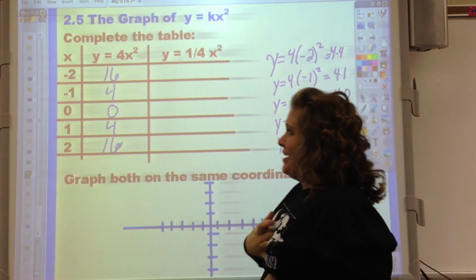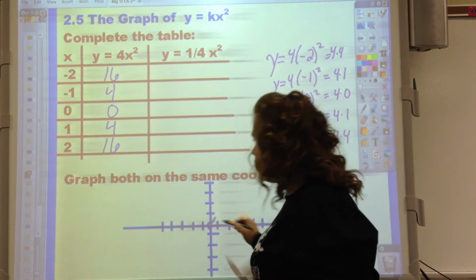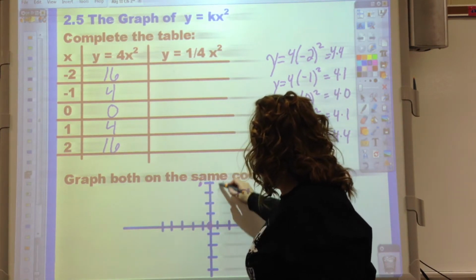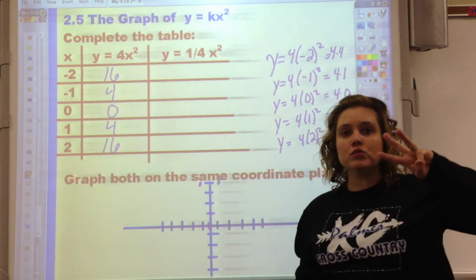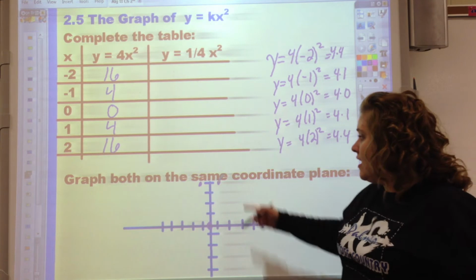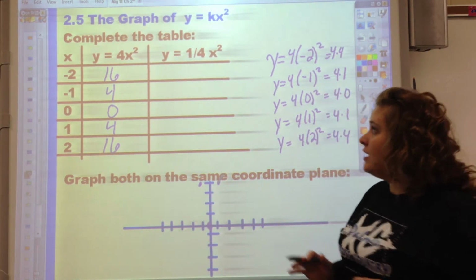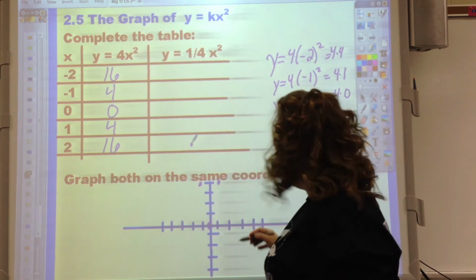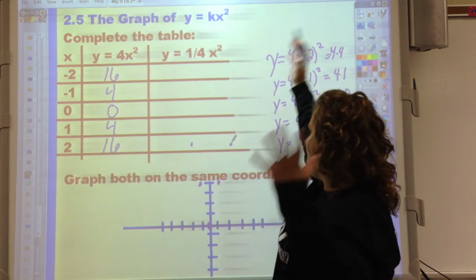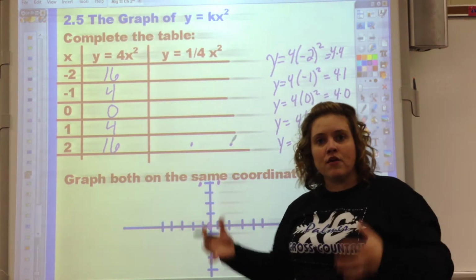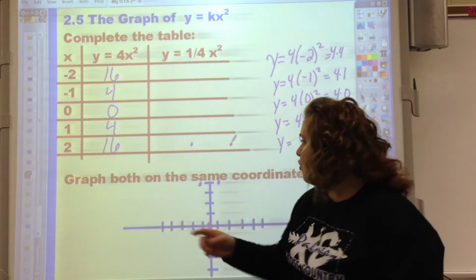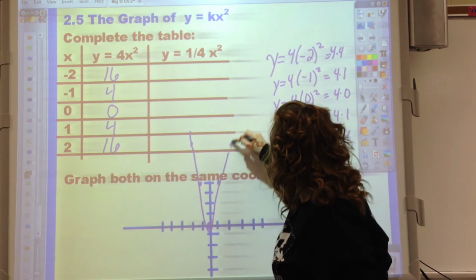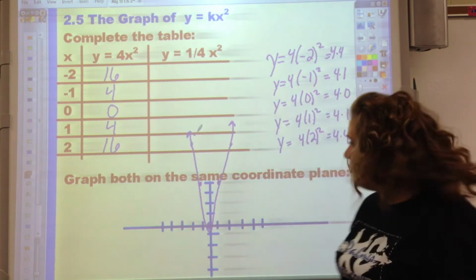If I plot those points, 0, 0 goes right here. Negative 1, 4 goes right here. 1, 4 goes right here. And I will always want to see those 3 points plotted on your XY graph correctly. Then negative 2, 16 is going to be way up here, and positive 2, 16 is going to be way up here somewhere. So when you graph these for homework, you need to show me at least 3 points to scale on your graph. Then we're going to connect these points, and we see a pretty skinny parabola.